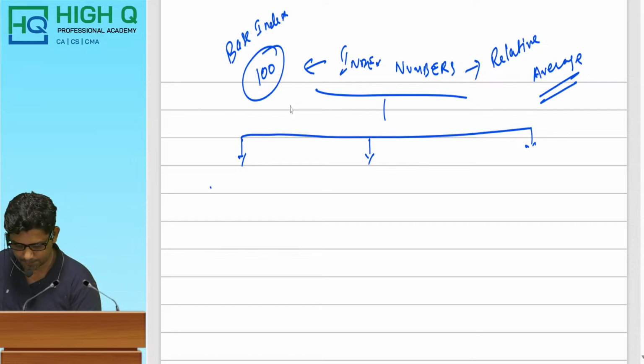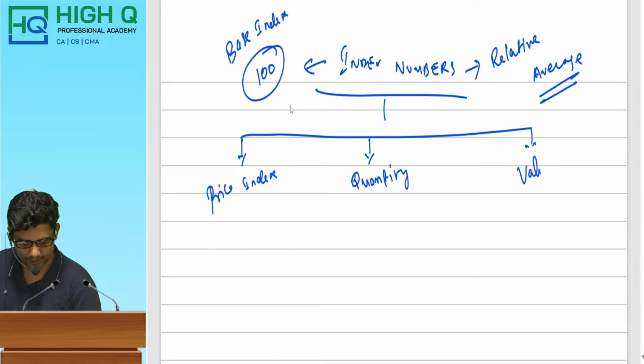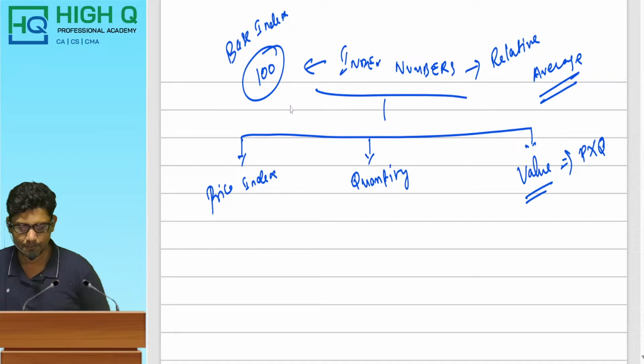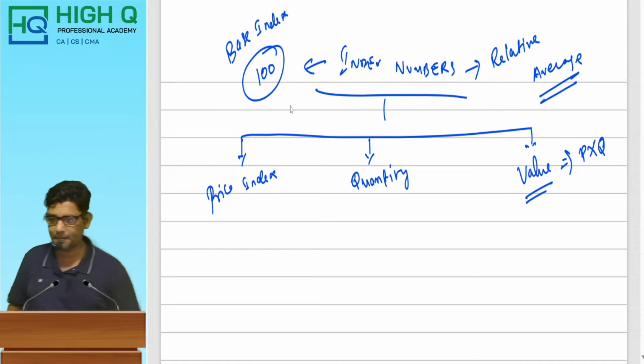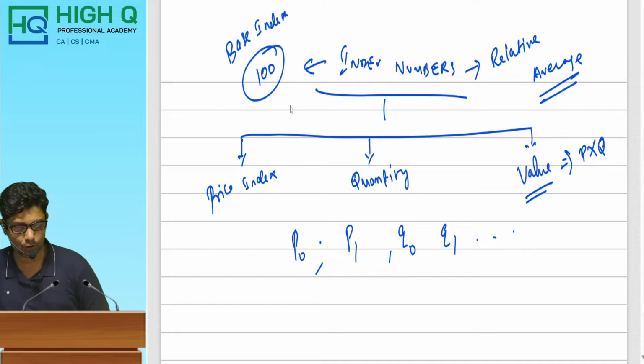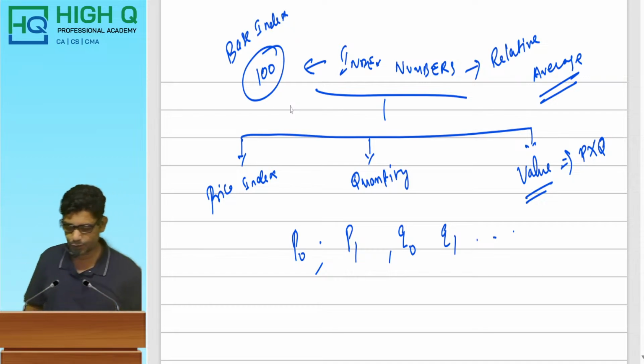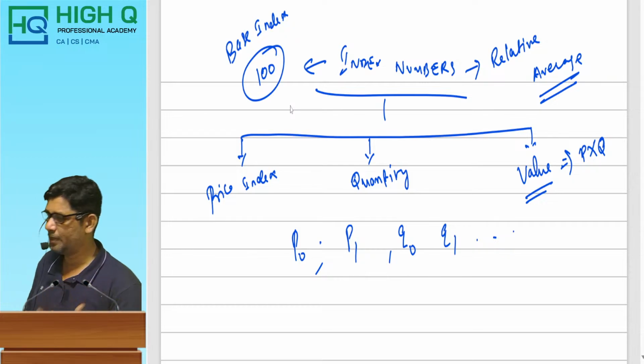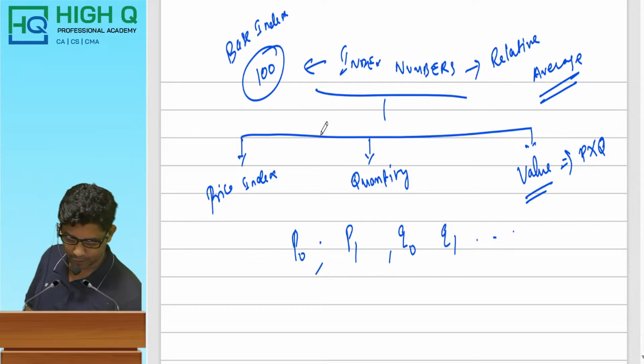See, there are three types of index numbers. One is price index. Second is quantity index, and the third is value index. What is value index? P into Q, price into quantity. Now base year price we denote as P naught, current year price we denote as P1, base year quantity, current year quantity, and it goes on like that. I think you may already know these things because there is nothing to explain.